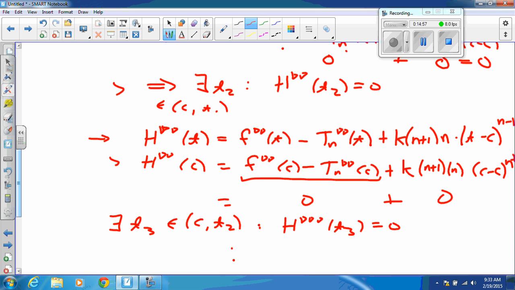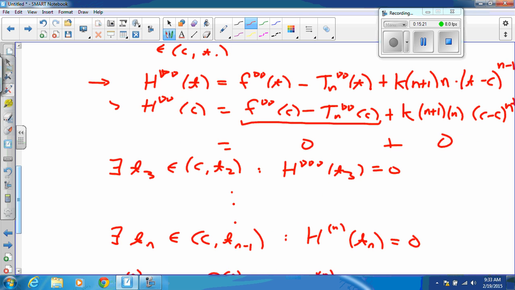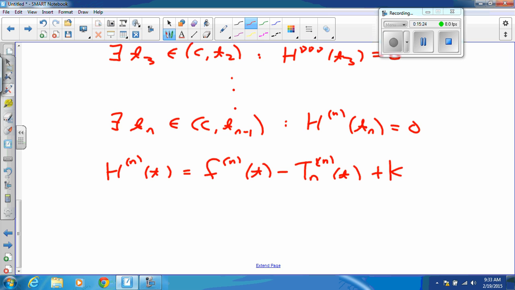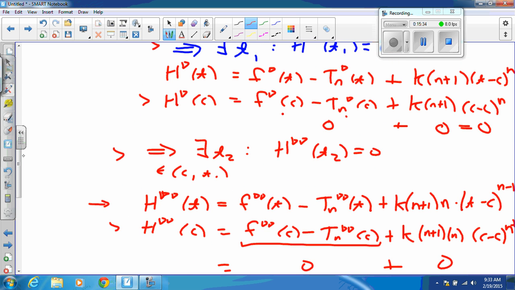n minus... Now we've taken n derivatives. When I took one derivative, I landed at n. When I took two derivatives, I landed at n minus 1. So if I take n derivatives, then I land at what power of t minus c? n minus n plus 1. Yes, in other words, 1. I don't like that. No, actually you like this because this is going to give us what we want. To the 1, okay?